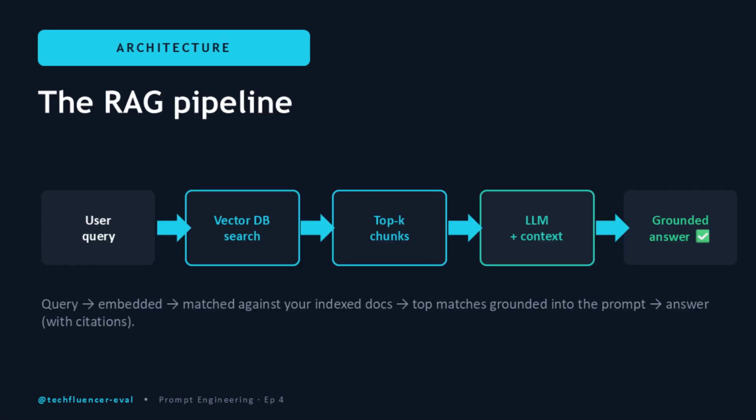Here's the full pipeline. The user's query is converted into an embedding, a numeric vector. That vector is used to search a vector database for the most similar chunks of your documents. The top matches are inserted into the prompt alongside the question. The LLM reads that context and generates a grounded answer, often with citations. Query, retrieve, augment, generate.